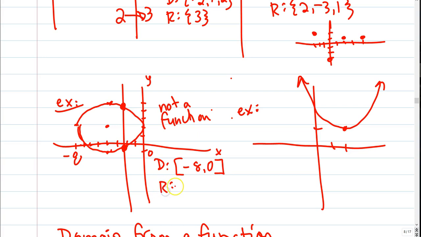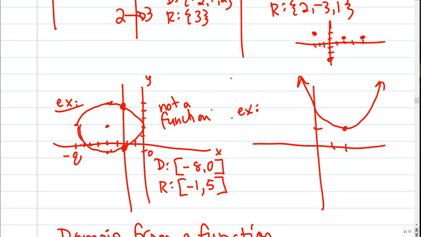Our range, how far up and down does it go? Well, the lowest it goes is negative 1. The highest it goes is, looks like 5. This is not a function because it does not pass the vertical line test.